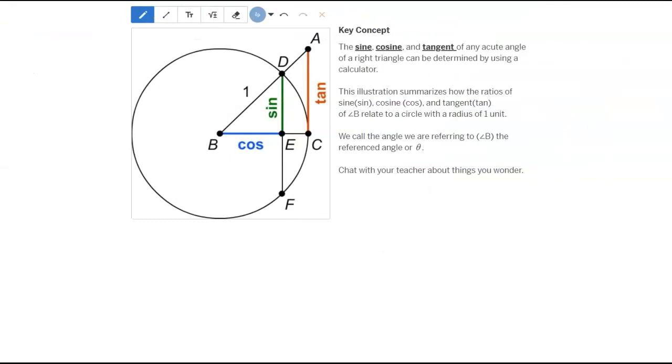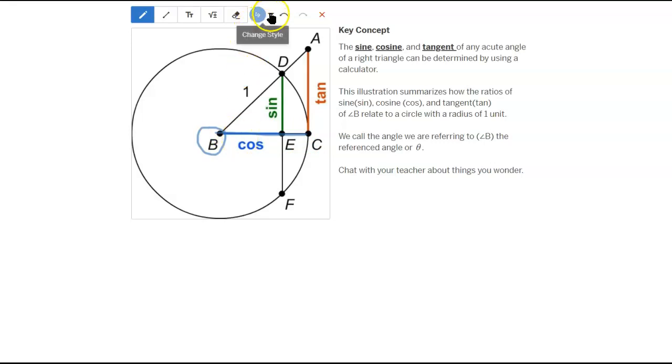So here are some key concepts when we move into trigonometry. The sine, cosine, and tangent of any acute angle of a right triangle can be determined by using a calculator. This illustration summarizes the ratios of sine, cosine, and tangent of angle B. So right now we're going to use angle B as our referenced angle for a few of our slides. It's going to relate to the circle with a radius of unit 1. So right here, this is going to measure 1.